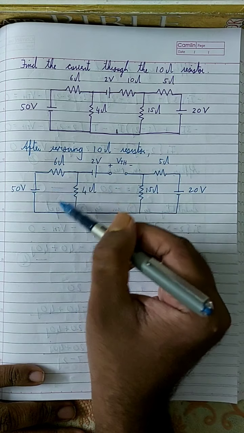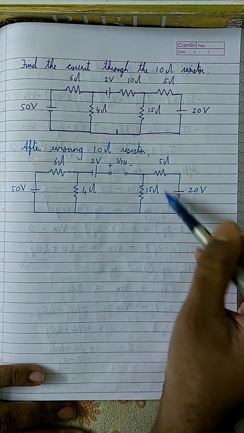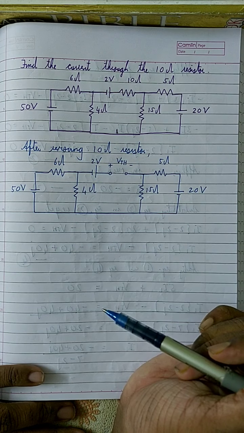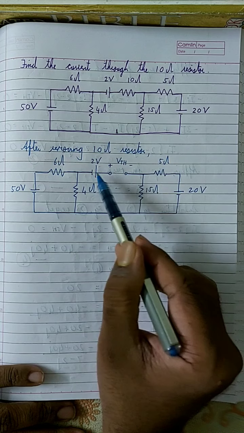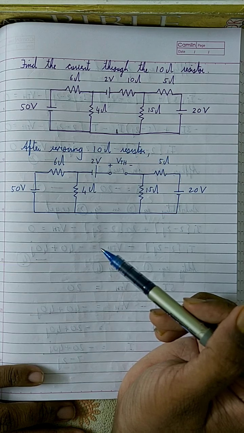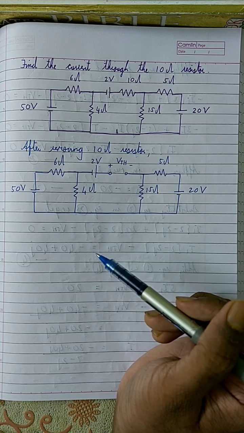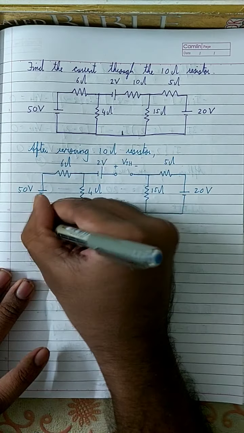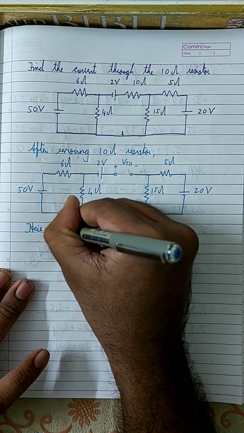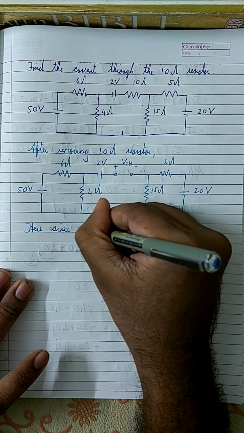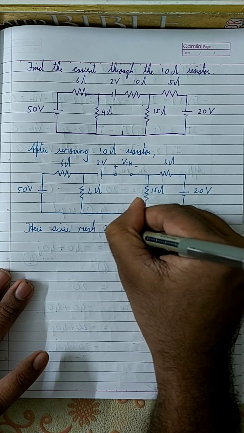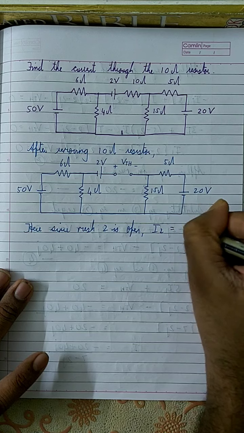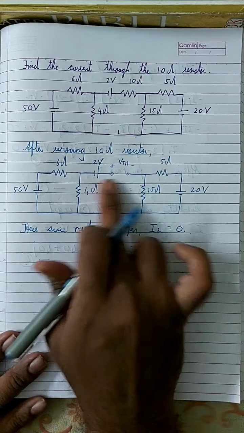If this is I1 and this is I2 and this is I3, in that case the current through this branch is called I2, right? So therefore, since this branch is open, which means the current through this branch is equal to 0, which means I2 is equal to 0. Okay, in other words, since mesh 2 is open, I2 is equal to 0.